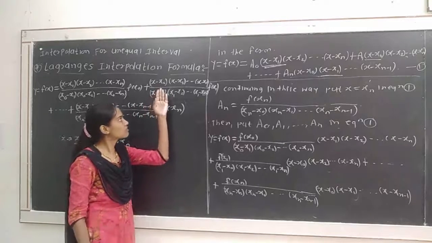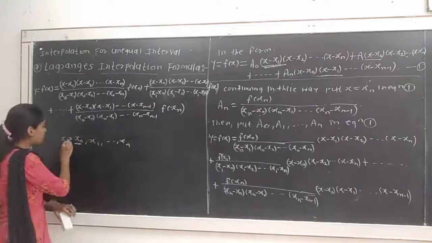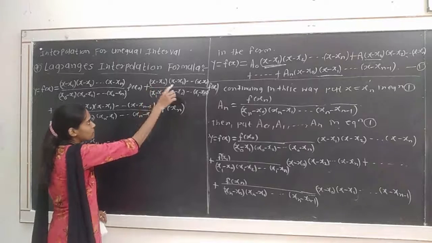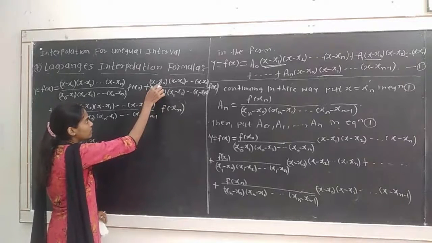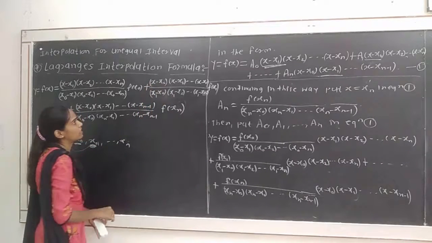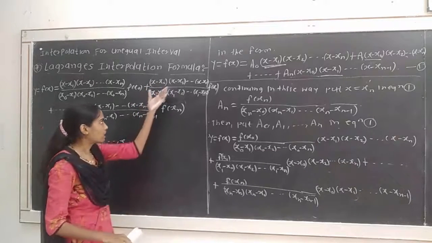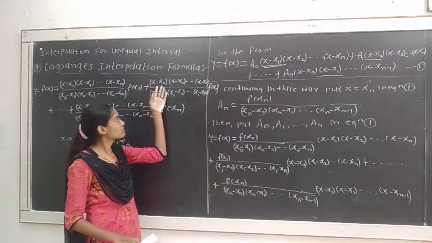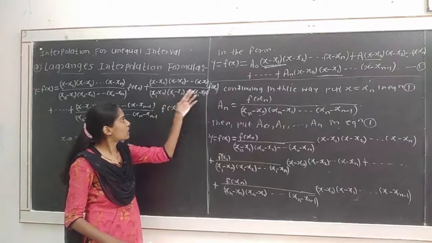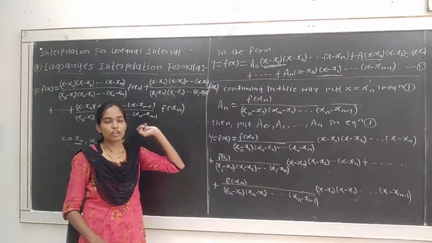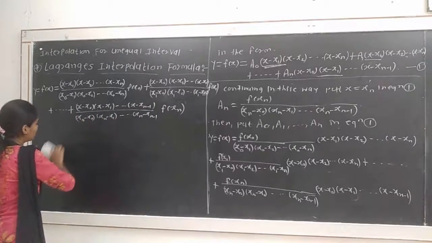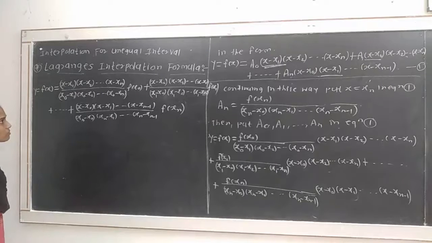Again we miss the value x1, and in the numerator we subtract all the others: x − x0, x − x2 up to x − xn, only missing x1. In the denominator we again subtract the other values from x1, and multiply by the value of the function at the point x1, that is f(x1). In this way we can remember Lagrange's interpolation formula.